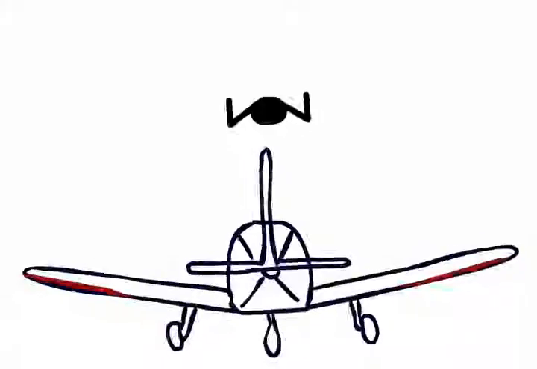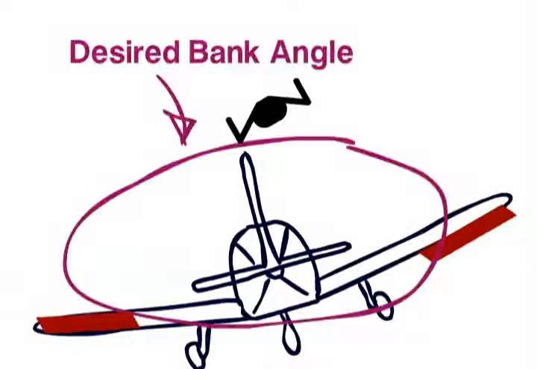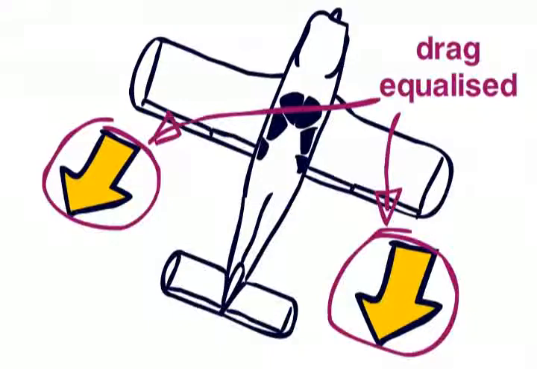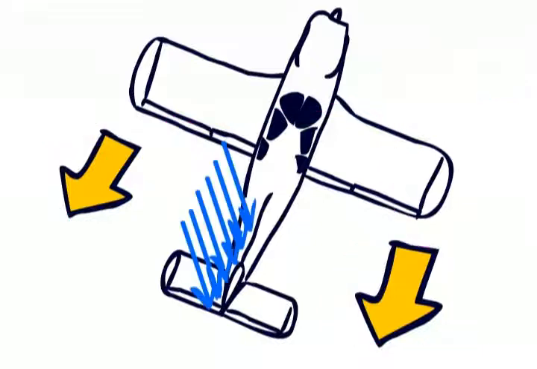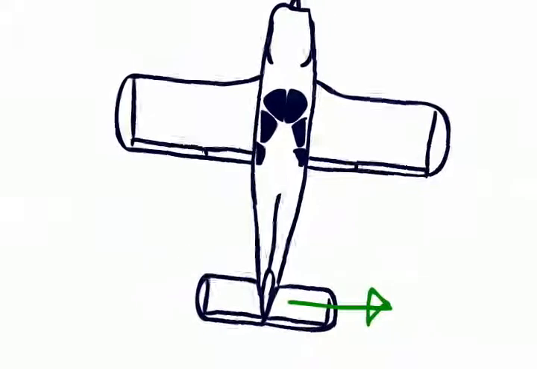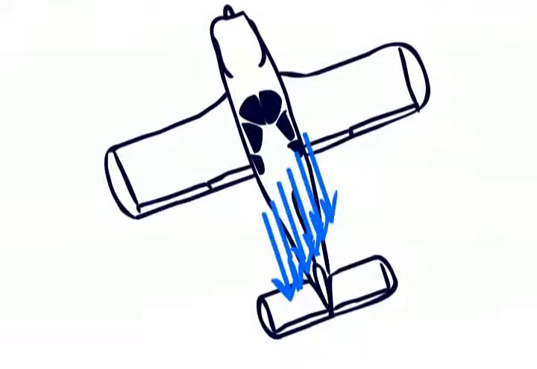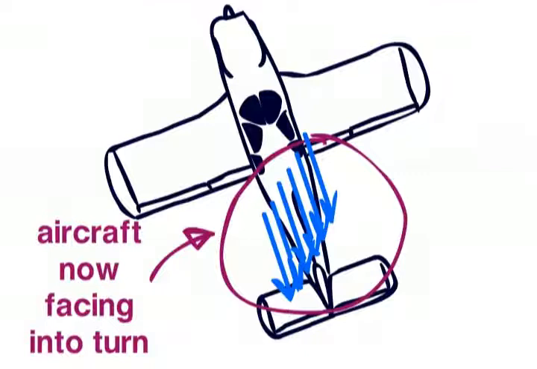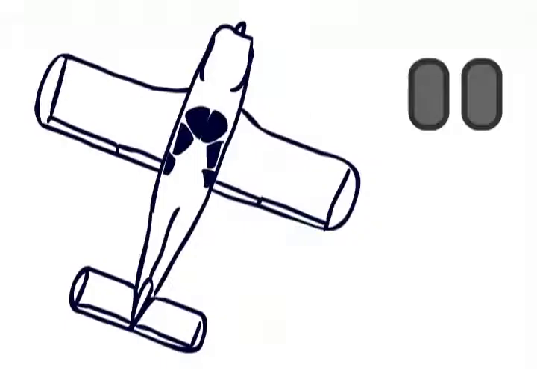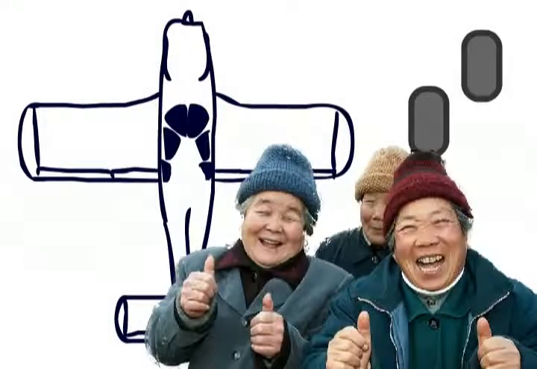Once you have your desired bank angle, and you return the ailerons to the neutral position, the drag on both of the wings will equalize again. Airflow, coming from the left due to the turn, then causes a lift force at the tail, yawing the aircraft to the left, and the aircraft will now be facing in the direction of the turn. Left unchecked, the aircraft will go into a spiral descent, which isn't too good for anybody involved. However, the introduction of a little rudder into proceedings sorts all this out.